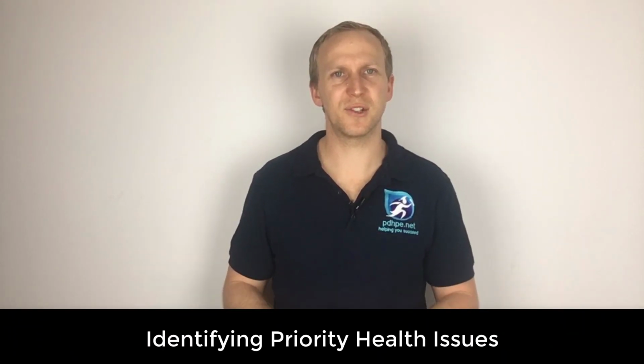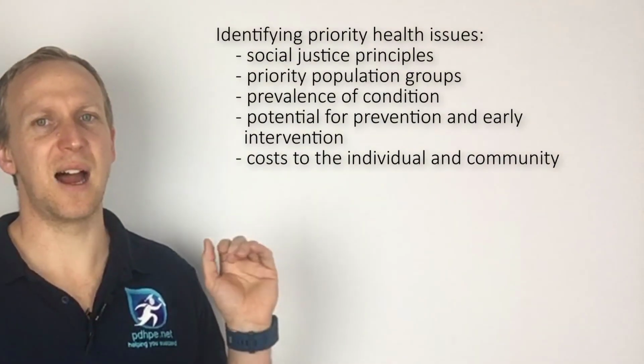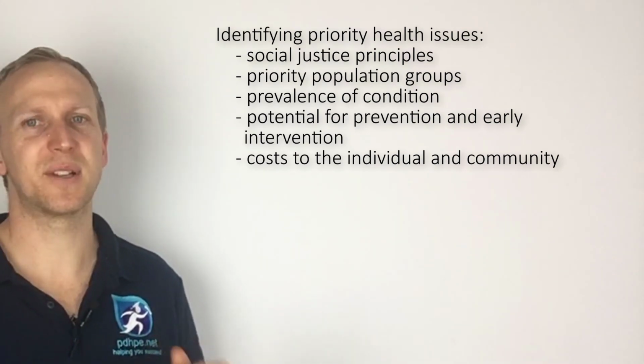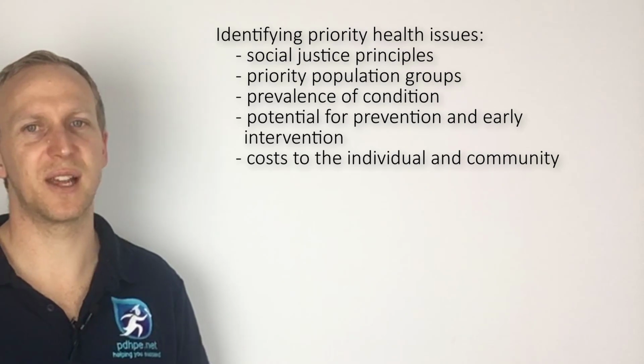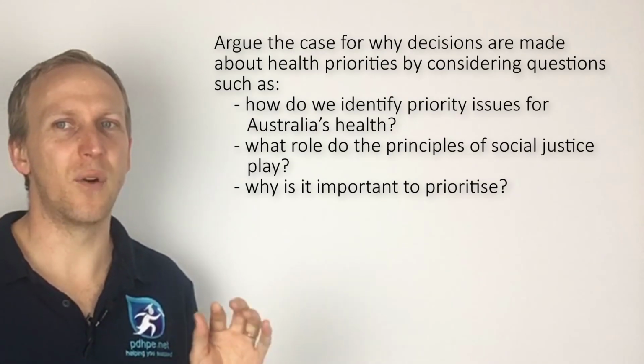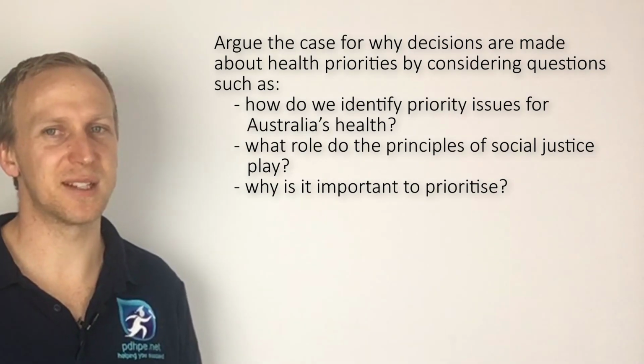Okay, this video is going to look at identifying priority health issues. The syllabus for this asks you to know about the social justice principles, the priority population groups, prevalence of the condition, potential for prevention and early intervention, and also the cost to the individual and the community. The students learn too, to go along with this, is that you need to be able to argue a case for why decisions are made about health priorities by considering the questions that are listed here.